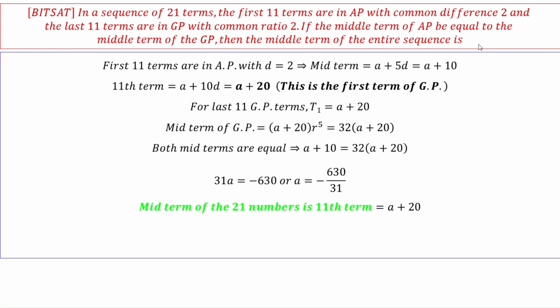Now the middle term of 21 numbers is the 11th term, which is equal to a plus 20. If you simplify, the middle term is minus 10 by 31. This is the answer. This is a BITSAT question. Okay, next.